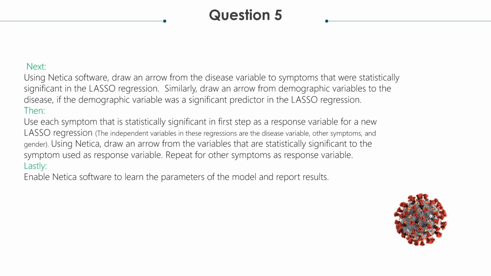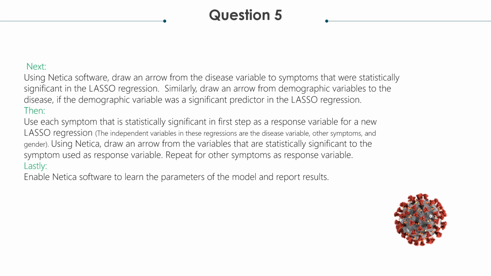Now we go to Analytica software. Using Analytica software, we draw an arrow from the disease variable to symptoms that were statistically significant in the lasso regression. Symptoms, by definition, occur after the disease, and demographic variables occur prior to the disease. In my results, I focused on coefficients of 0.15 and more, so the coefficients less than 0.15 were ignored.